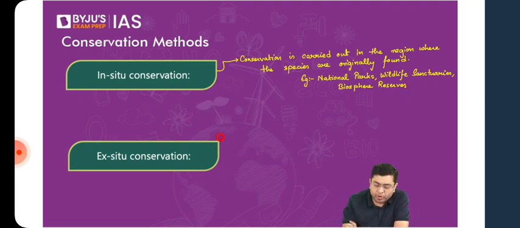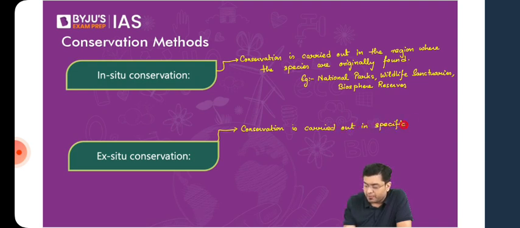Then you have the ex situ mode of conservation. The ex situ method of conservation is where you end up transferring the species from one region to another in order to carry out a concerted method for conservation. Primarily for conservation purposes, you transfer those species. So that is where conservation is carried out in specific areas or regions where the species are transferred for the process.